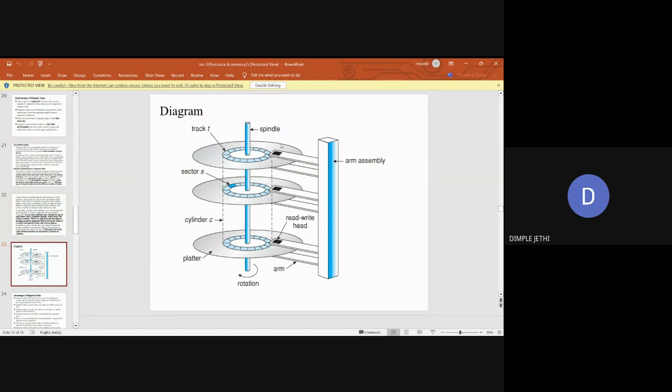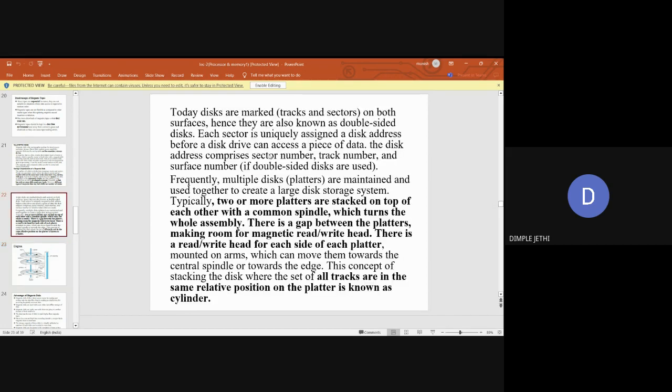If you want to read data from this sector on this track, this head will be placed on that position, on that address. As I was telling you, you must have seen this in some older movies, like you used to place some read write head on the CDs.